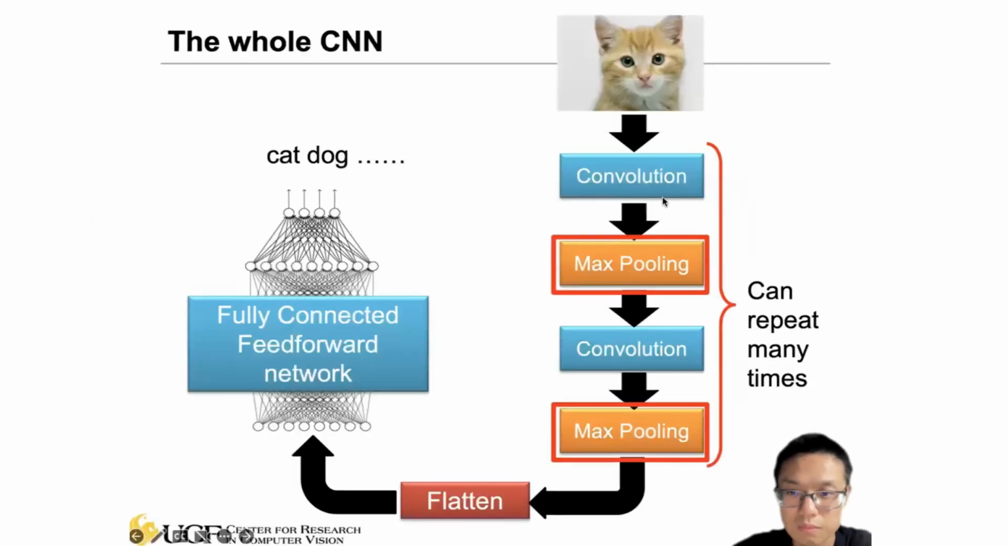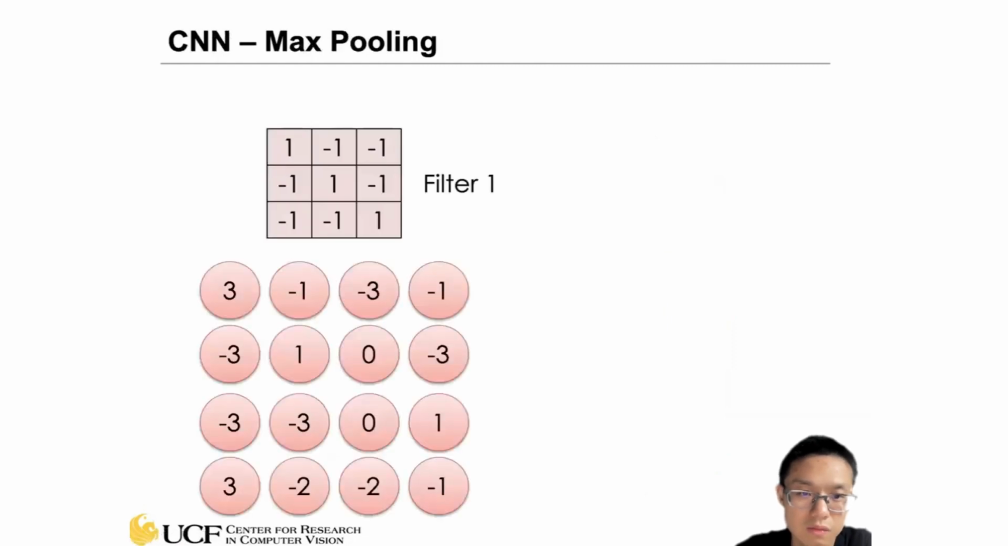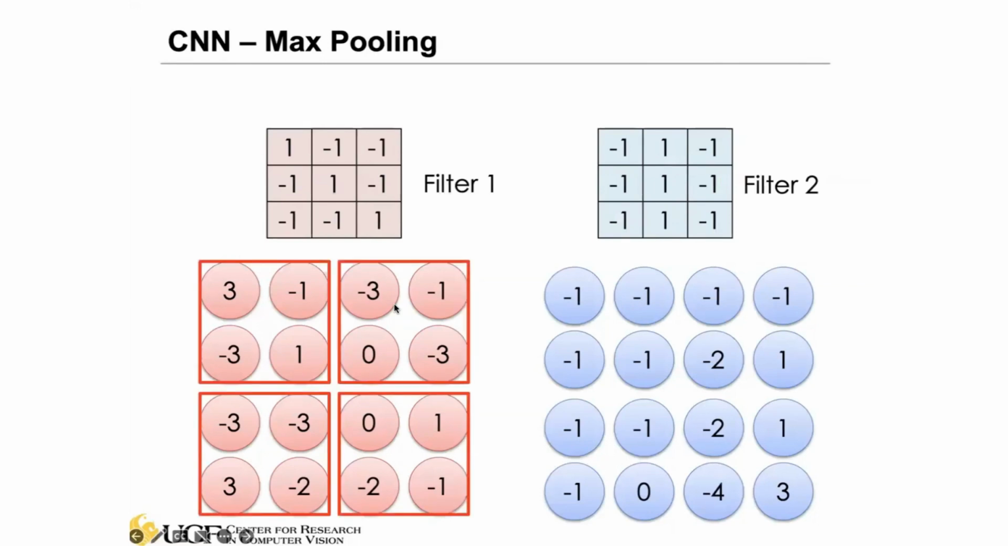Okay, so now we've talked about the convolution. The next component is the max pooling. So this is the filter, and after we apply this filter to the image, we generate the corresponding feature map. And the next step is to do the pooling. The pooling operation is very simple and straightforward.